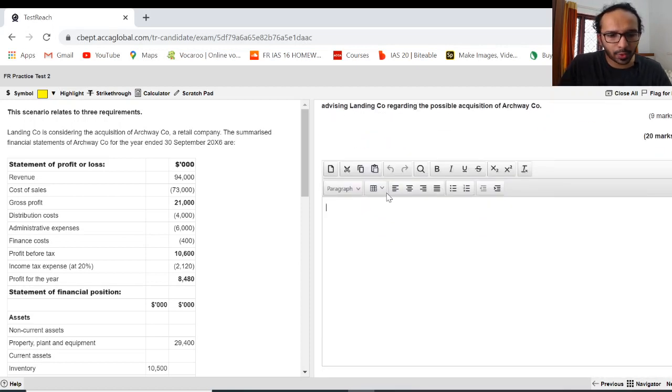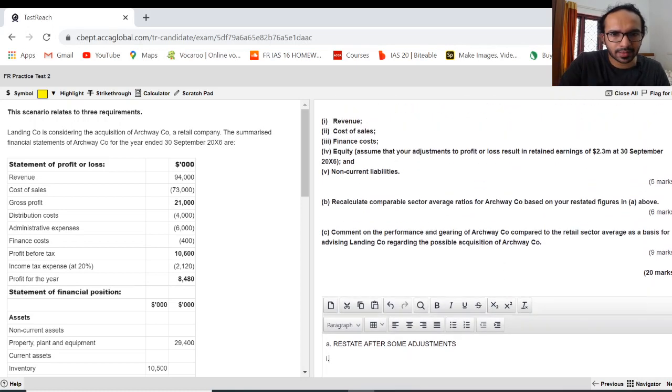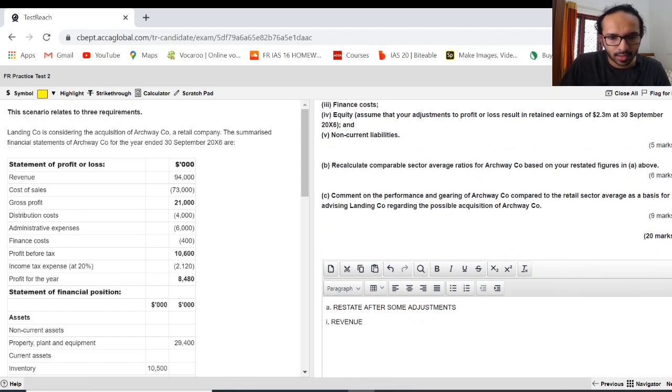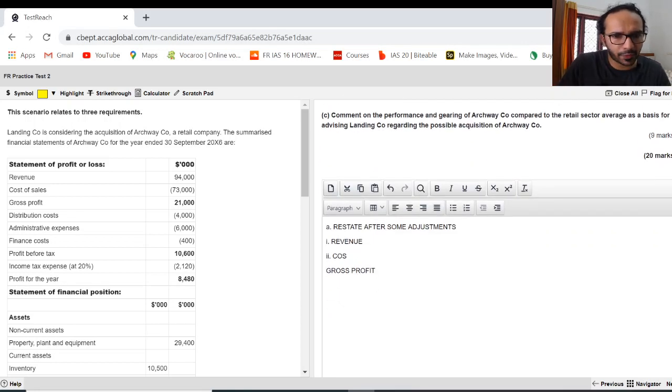So requirement A is to restate after some adjustments, and the things which you are going to recalculate is: first one, revenue, second one, cost of sales, and from revenue, if you are removing cost of sales, you will get gross profit. Looking at the sideways SOPL, I'm just filling some figures here. Distribution cost, admin expense, and I guess they are also asking us to restate the finance cost. We will get PBT, right? Then tax expense, I guess these things are not asked to restate, so I'll just put it until PBT.